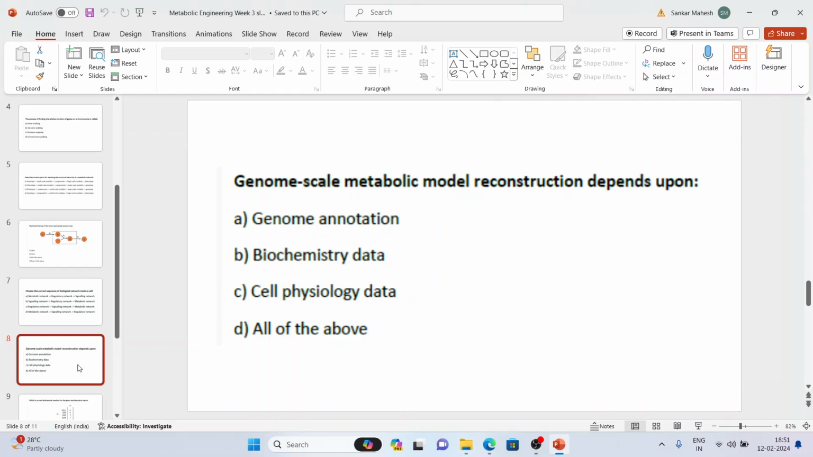The next question is: genome scale metabolic model reconstruction depends on option A, genome annotation, option B, biochemistry data, option C, cell physiology data, option D, all of the above. We can just wait for a couple of minutes and then we can define how the components shown here, one or two or three, are specifically important for the reconstruction. We can just take a couple of minutes.